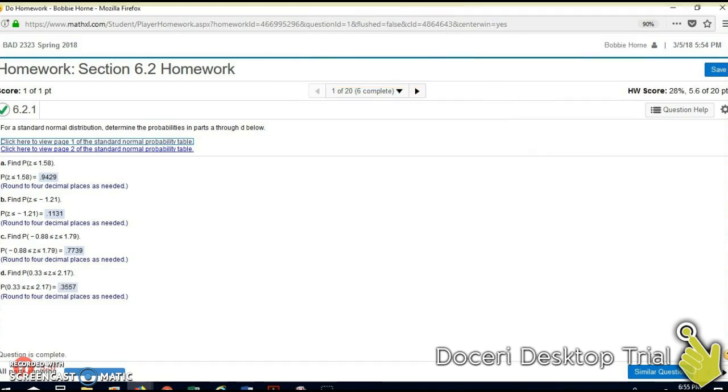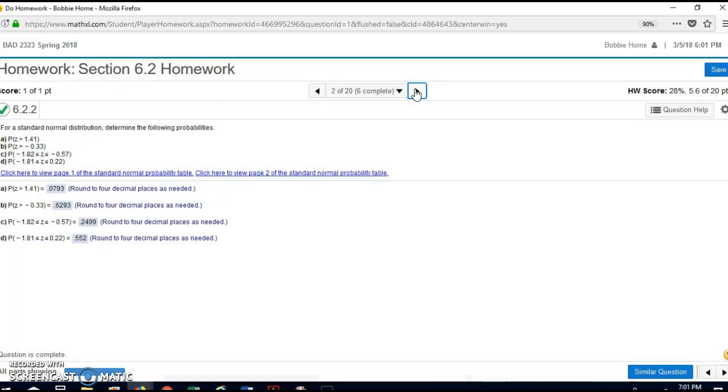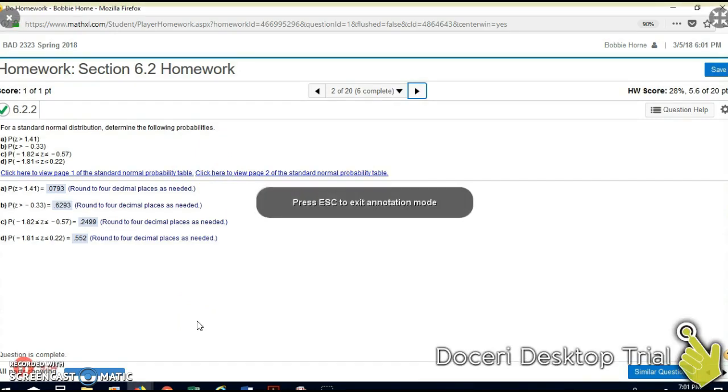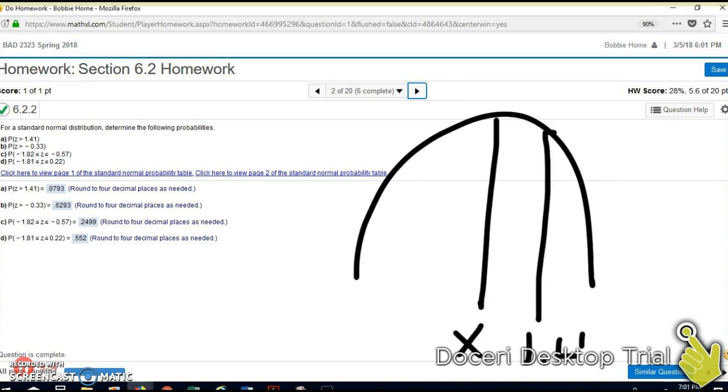Okay. Let's see if we can move on to another problem. I'm not sure if we have time, but this one is going to be a little bit different. Okay, this one, z is greater than 1.41. So here's your normal distribution. 1.41, let's say, would be somewhere right there. If you look up the z-value associated with 1.41, let me see if I can find that real quick.